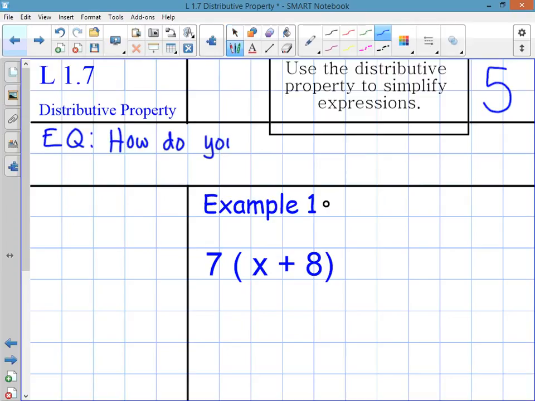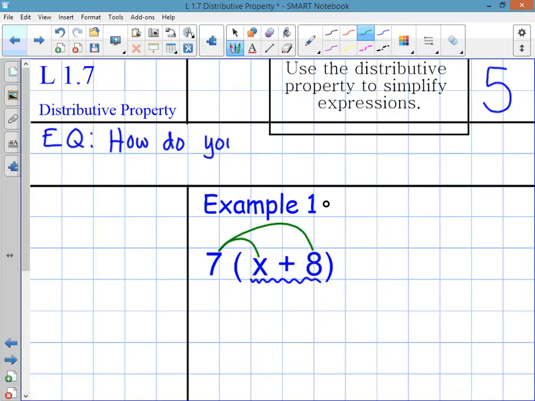This problem says 7 times x plus 8. And the reason you'd use the distributive property is because you can't add x plus 8 together. They're not like terms. So you have to distribute. So when you distribute the 7 to the x and the 7 to the 8, you get a new expression.